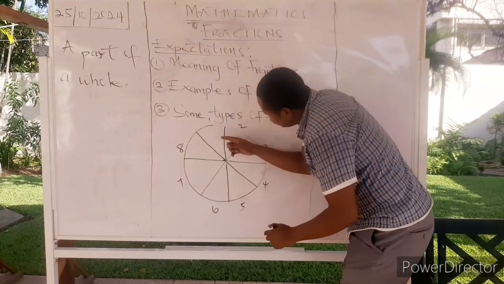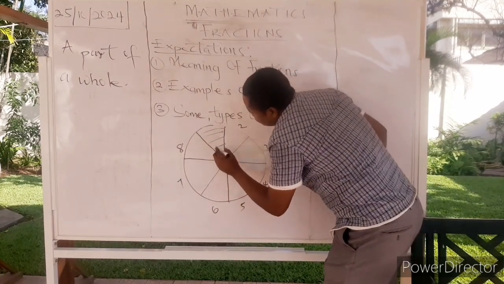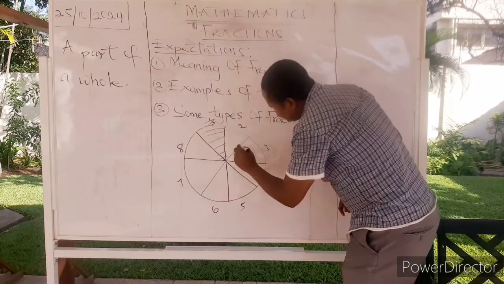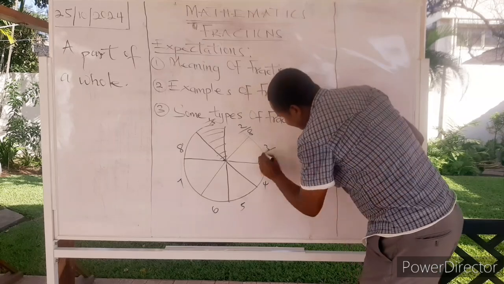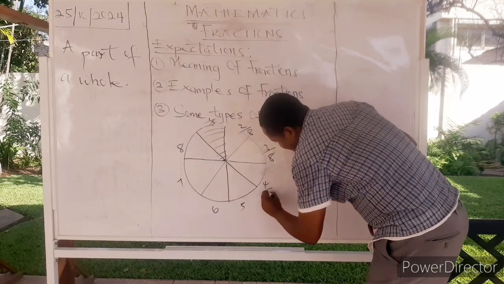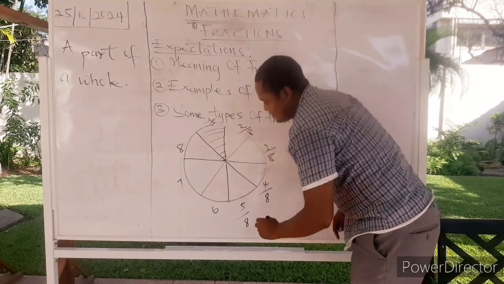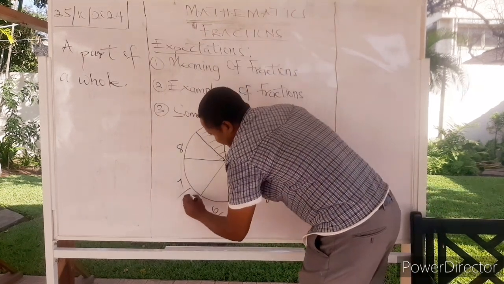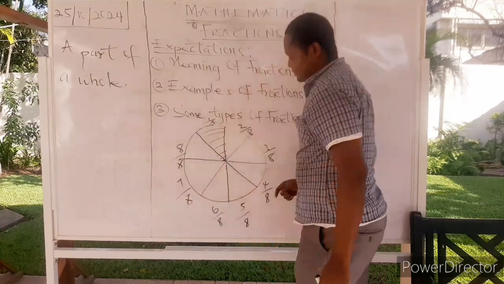So that means when we come here, the first part of this circle will be 1 over 8. The second part will be 2 over 8. The third part, 3 over 8. The fourth part, 4 over 8. The fifth part, 5 over 8. The sixth part, 6 over 8. The seventh part, 7 over 8. And then the eighth part, 8 over 8.